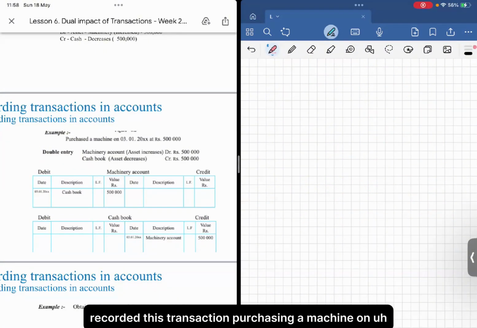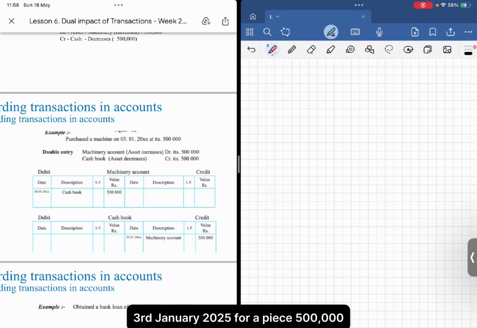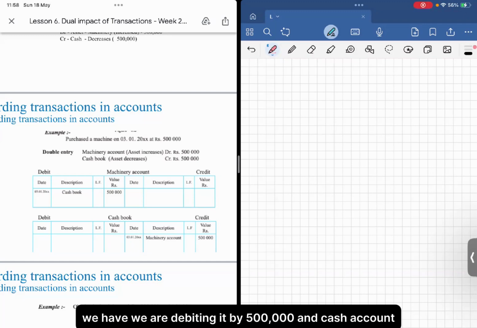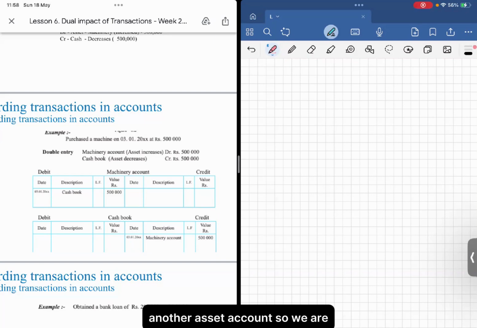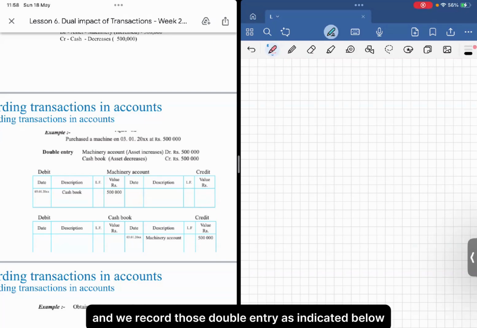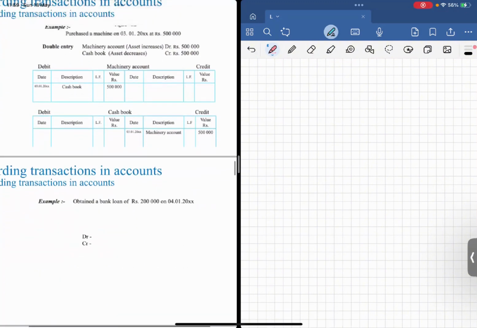Okay, so we recorded this transaction, purchasing a machine on 3rd January 2025 for rupees 500,000. So the double entries: machinery account, asset has increased. We are debiting it by 500,000, and cash account, another asset account, its balance has decreased since we have paid out cash. So we are crediting it by rupees 500,000. So those are the double entries, and we record them as indicated below as debit and credit. So we are debiting the machine account and we are crediting the cash account.